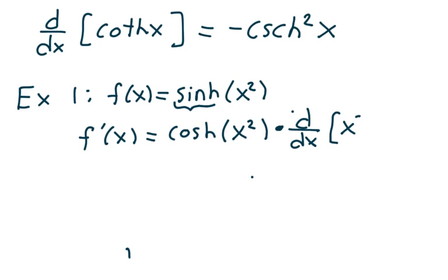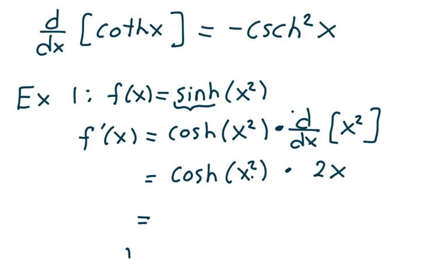That inside function happens to be x squared, so we're going to take the derivative of x squared. But the derivative of x squared is 2x. So I'm going to write that down. And so if we write this in a little different order, we can say that this is equal to 2x times hyperbolic cosine of x squared. And that's a classic use of the chain rule. Now, suppose I give you this one.